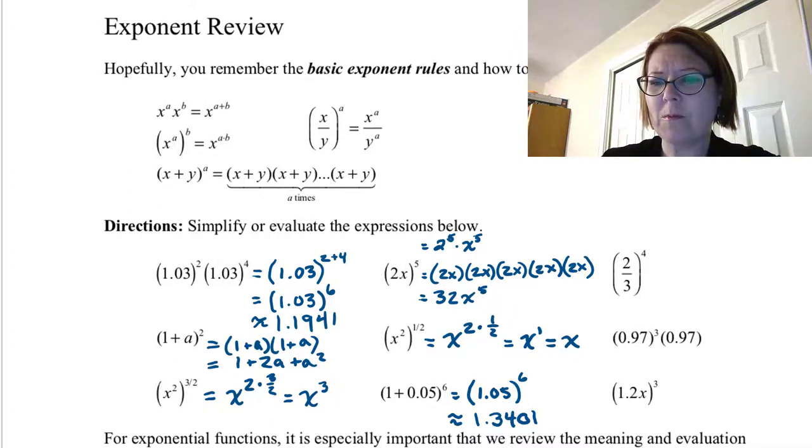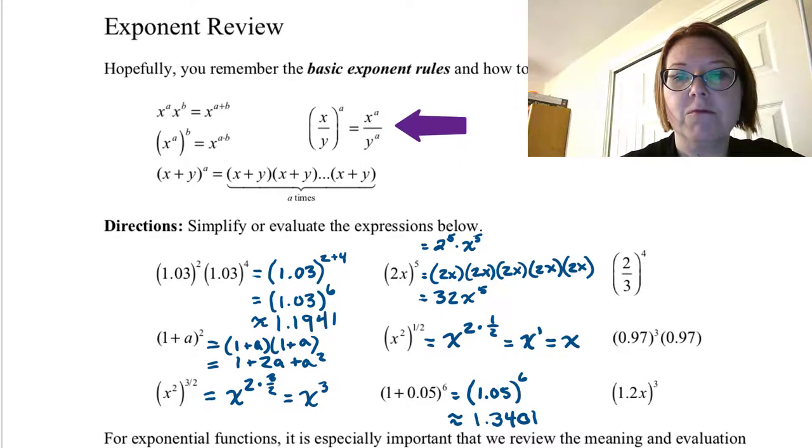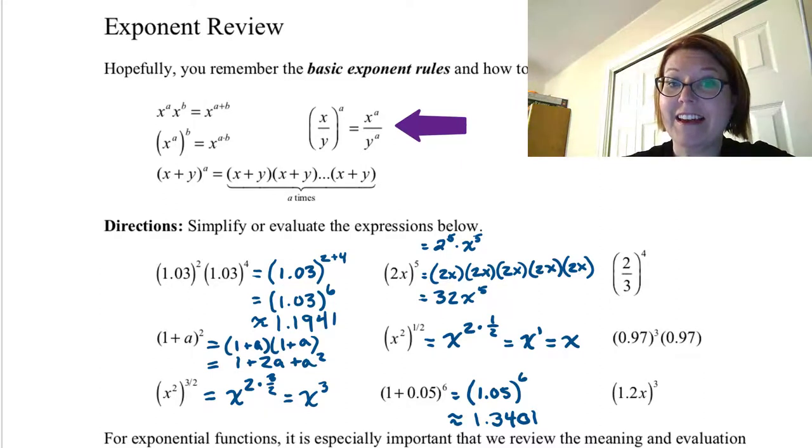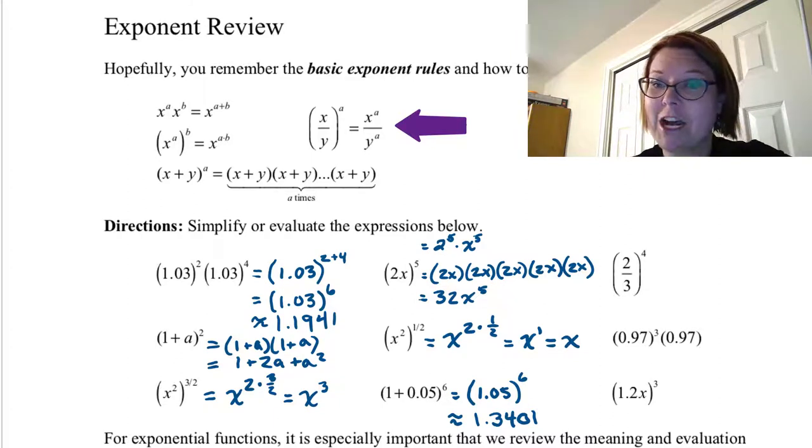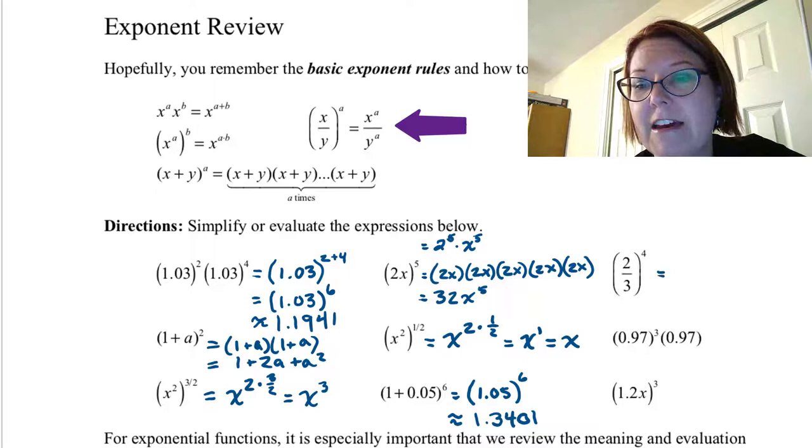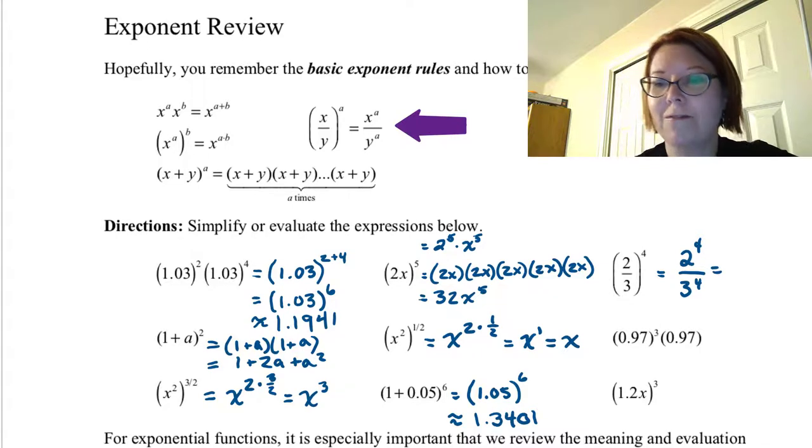Okay, last column. We first have (2 divided by 3) to the fourth power. Or another way to say that would be it's 2/3 in parentheses raised to the fourth power. Now we want to go to this rule we haven't quite used yet, the x over y raised to the a power. It just tells us that we can take the a and apply it to both the numerator and denominator. So here we're going to take that 4 and apply it to both the numerator and denominator, giving us 2 to the fourth over 3 to the fourth.